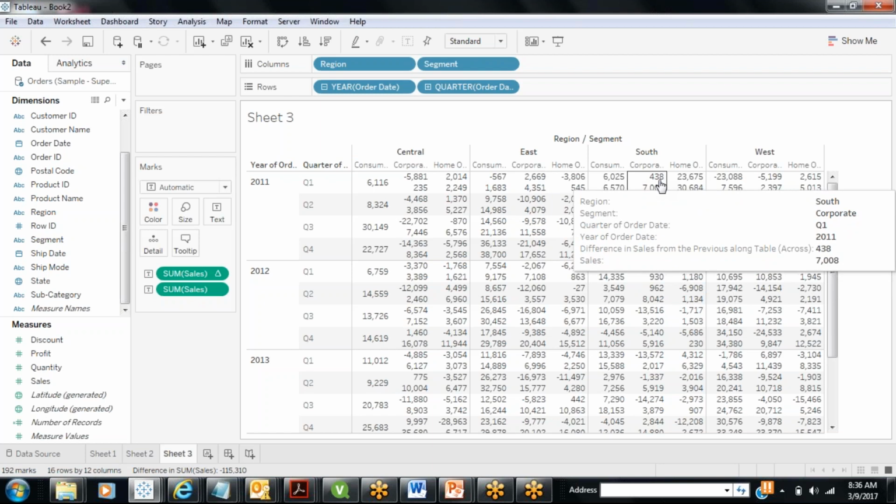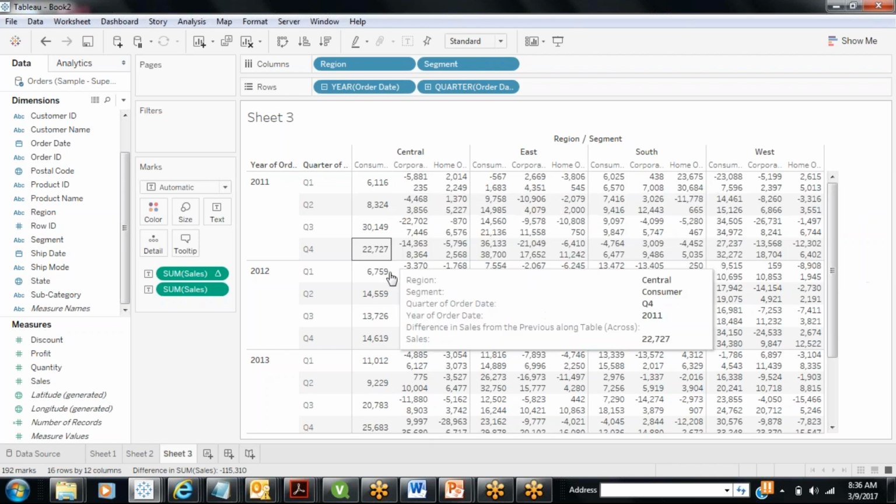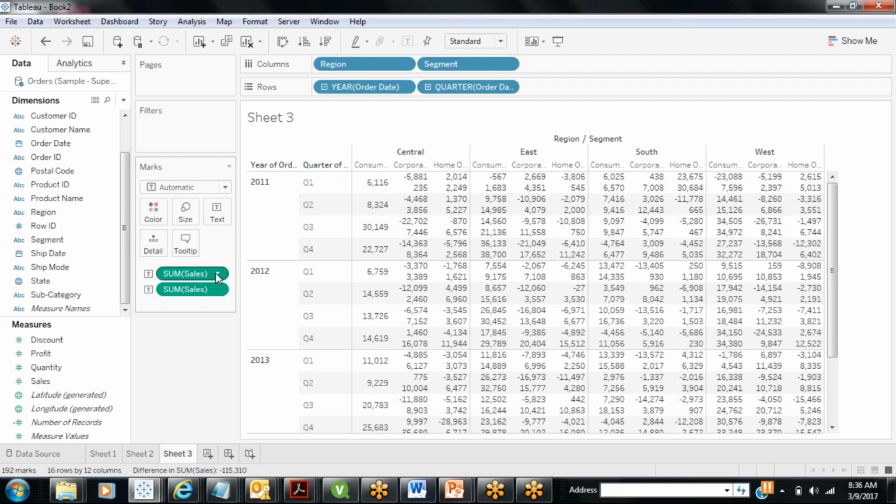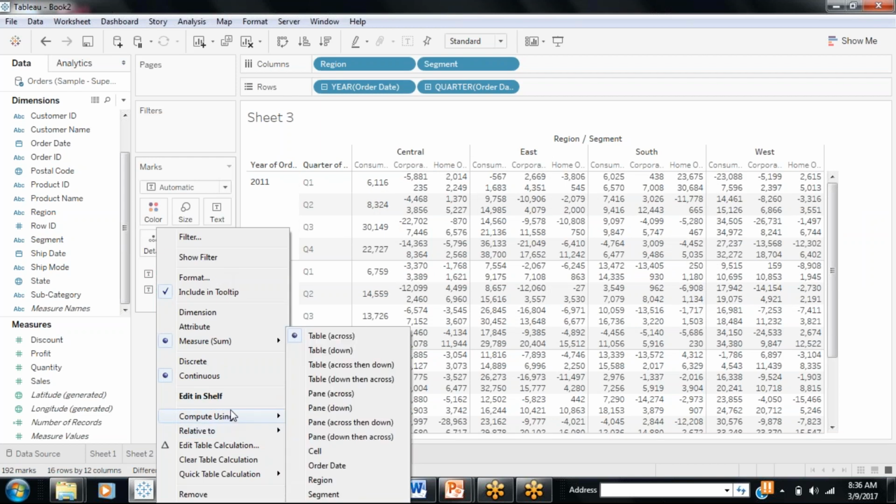Right? In that way, how can you make a difference? Suppose you are doing 10,000 and he is doing 20,000, then the difference is 10,000. In that way, how can I do it? Maybe I can do it at the quarter level. So you can do it this way: my quarter of this and quarter of this. Now for the execution order, I change this to table down.